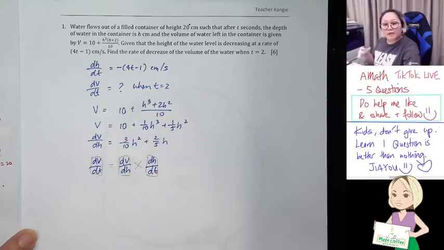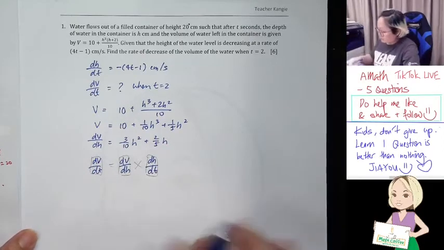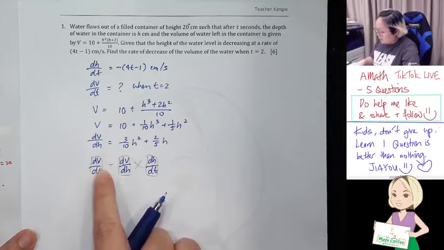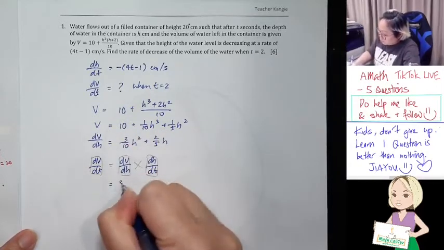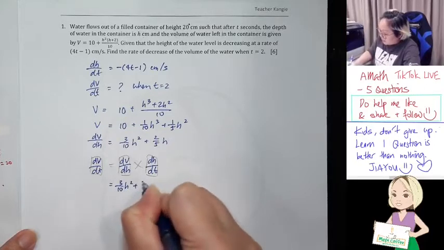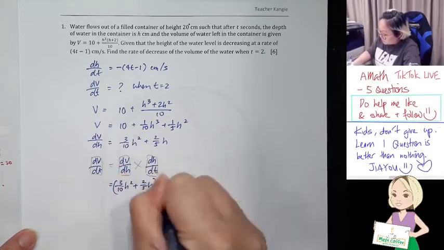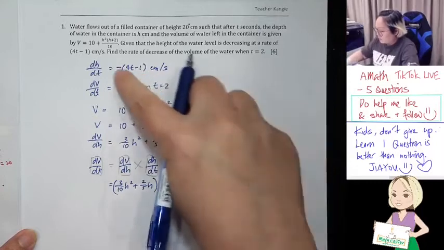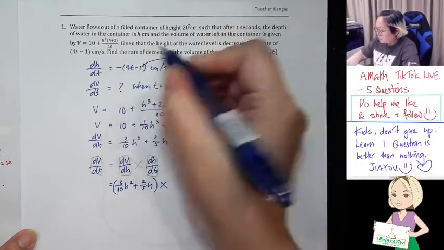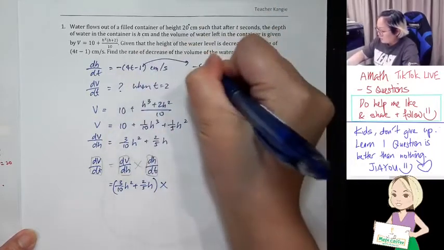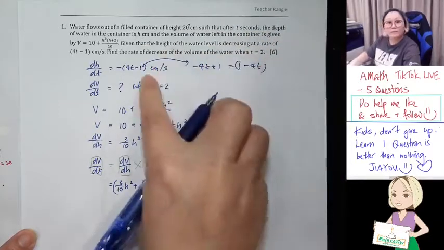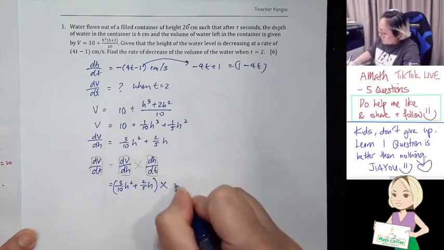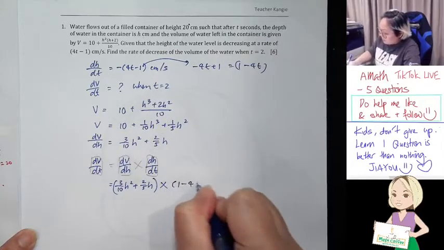Then after that, I want you to fill in what you have. dV/dt is what they ask you to find, so leave it there. dV/dh is this one, so just put it in: 3/10 h squared plus 2/5 h, multiplied by dh/dt, which is this one. If I'm going to simplify, it is minus 4t plus 1. I rewrite as 1 minus 4t.